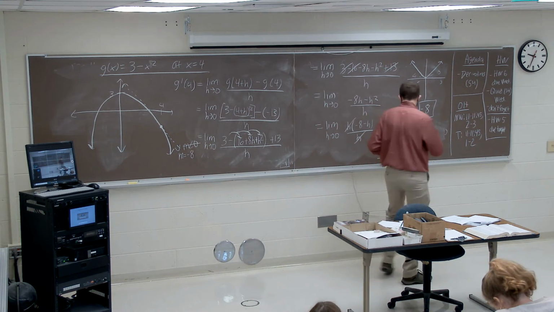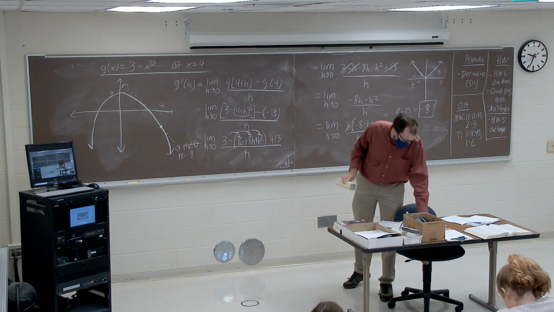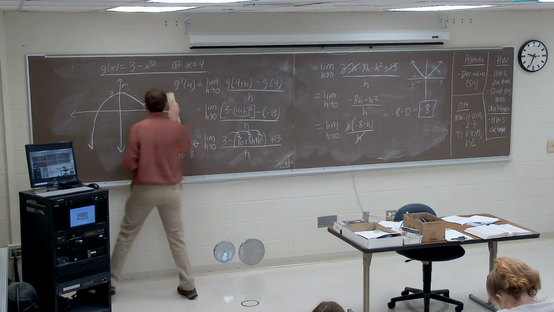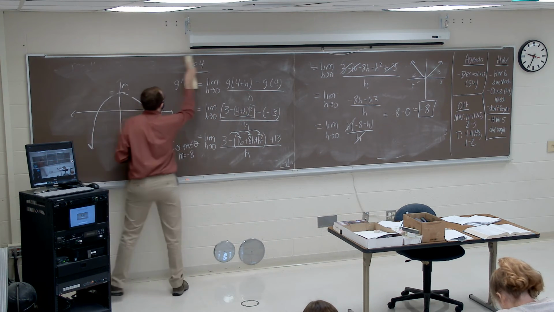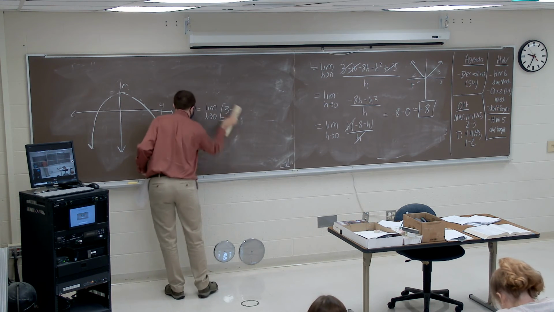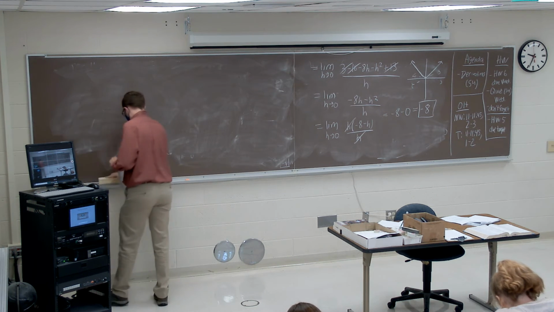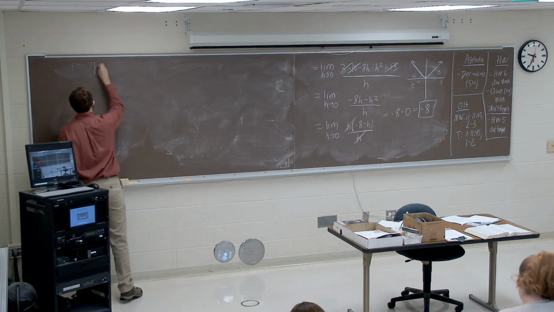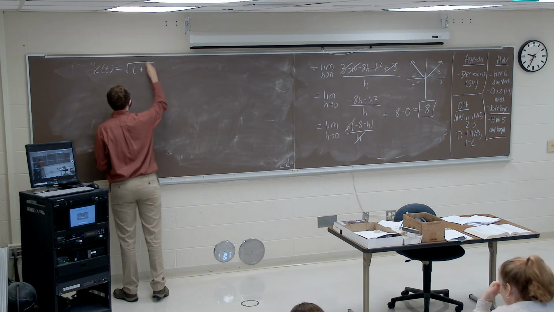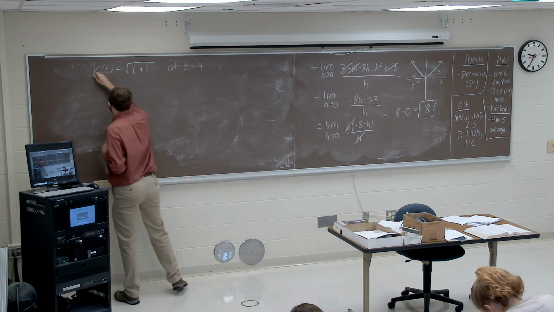Okay, let's do another one. There's an example, by the way, involving x cubed at the bottom of the page. I'm going to leave that one as an exercise to you. Let's look at a more spicy function. Instead of these parabolas, let's take a look at a square root function. So this time, our function, k of t, is going to be equal to the square root of t plus 1 at the point t equals 4.